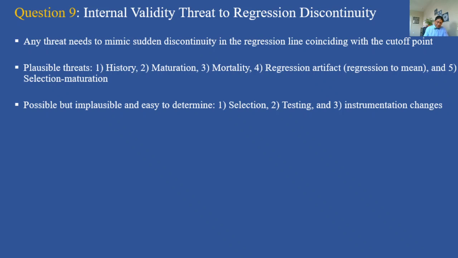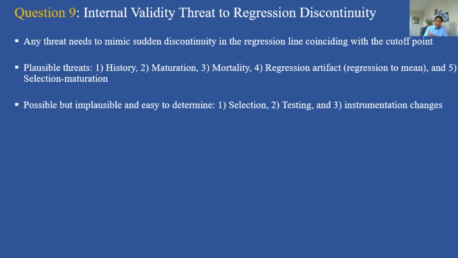Now that said, the plausible threats to internal validity for our regression discontinuity designs are history. So if an alternate event happened at the same point of the cutoff value. Second is maturation, which can occur if the assignment variable differentially improves between the two groups. It can be detected but would need diligent modeling. Mortality is always a threat, as for randomized experiments.